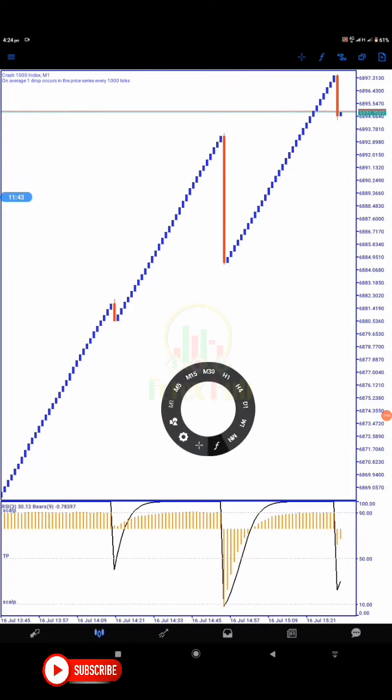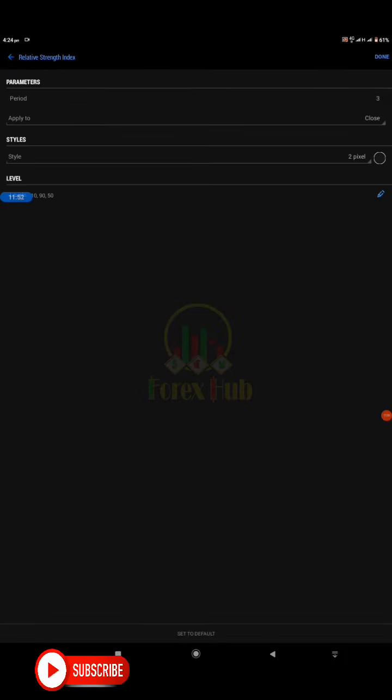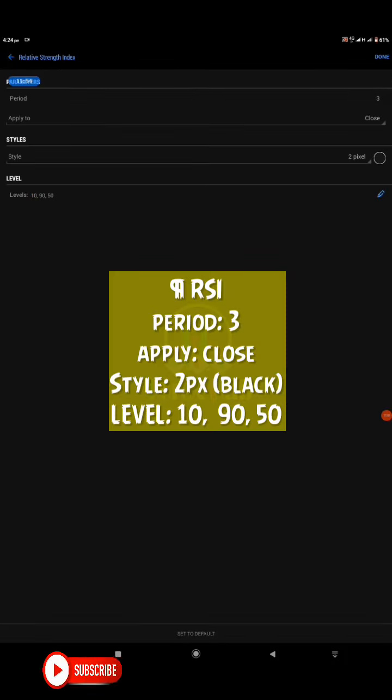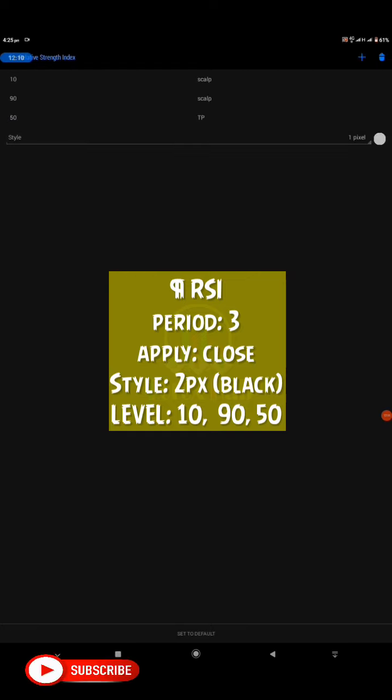All right, go to the F button, for those who are new. The first indicator you're going to be using is in indicator window one, the RSI, the relative strength index. The period is going to be 3. You apply it to close. I make it 2 pixel. You put the color black, which is the black you are seeing right there, the black MA inside the RSI. The next one is you go to the levels.